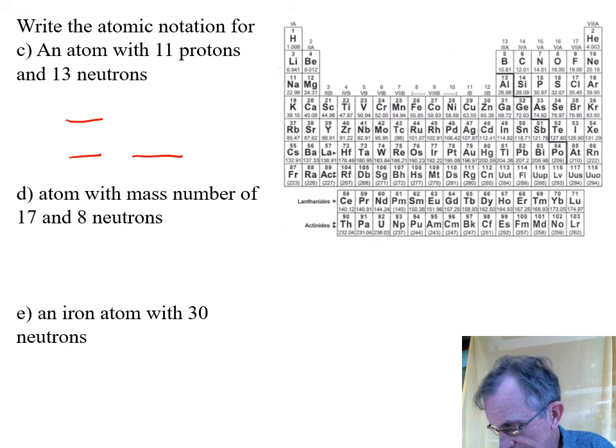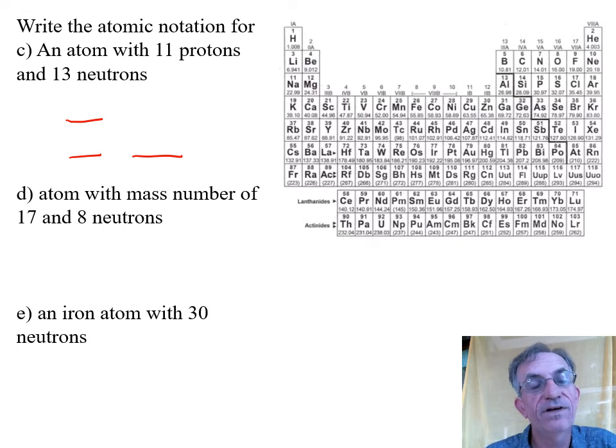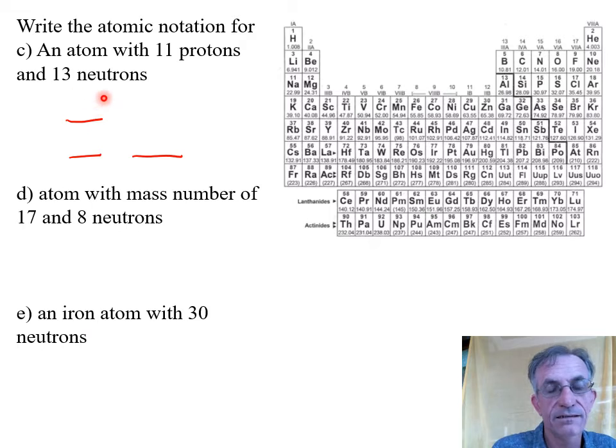An atom with 11 protons and 13 neutrons, all right? So I got to fill in all those blanks. Let's just start in the beginning. An atom with 11 protons. Where would 11 go? It is going to be one of those blanks. Does the 11 go in the top blank? Or does the 11 go in the bottom blank? Where would you put the 11? Top blank or bottom blank?